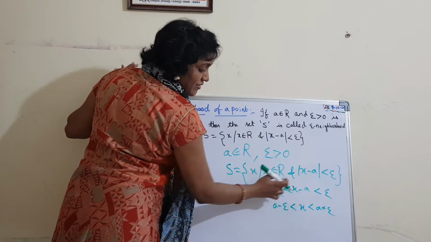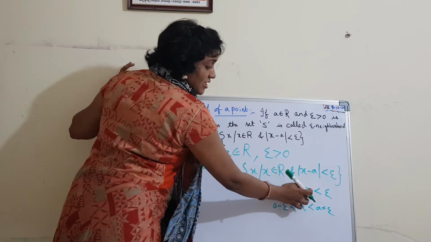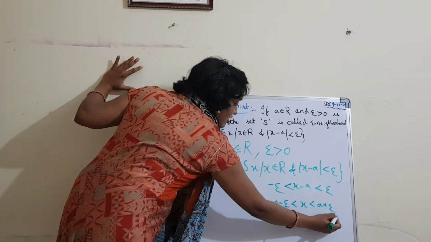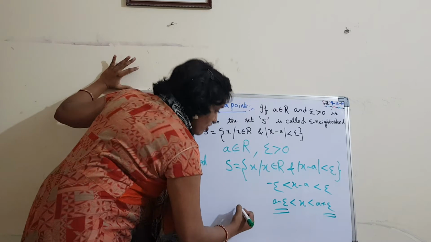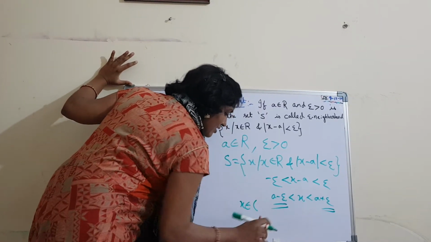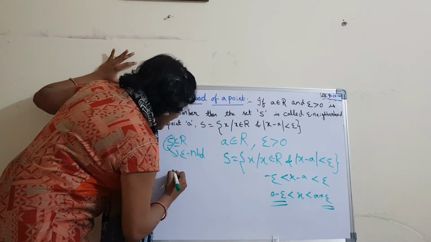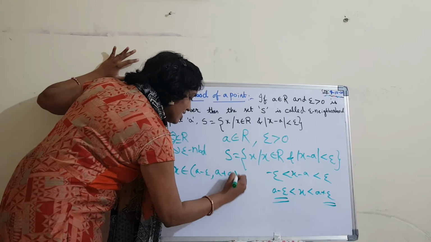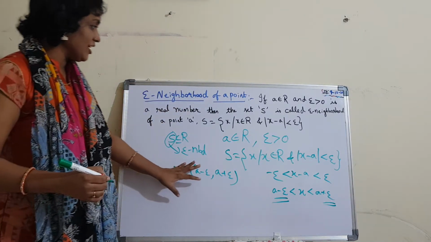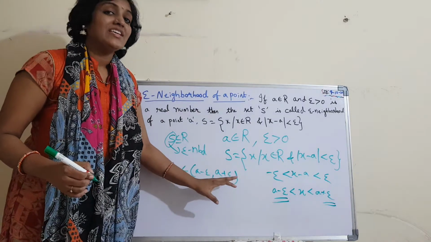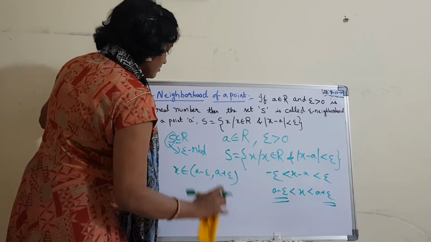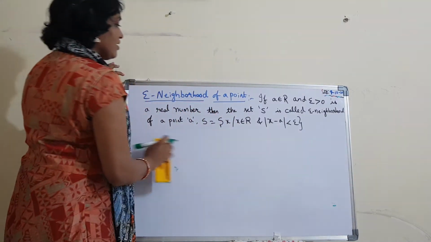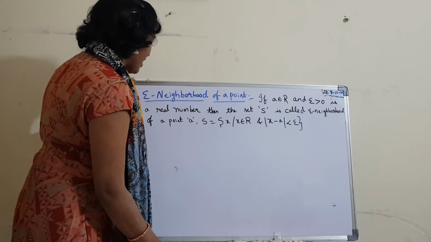Here minus A is there, so we will get positive here also. X lies between A minus epsilon and A plus epsilon. X belongs to the interval A minus epsilon comma A plus epsilon. This is called the epsilon neighborhood of a point A. I think you have understood what an epsilon neighborhood of a point is.